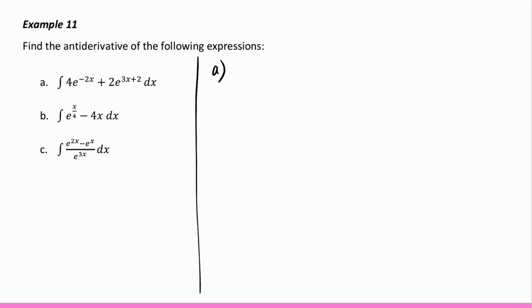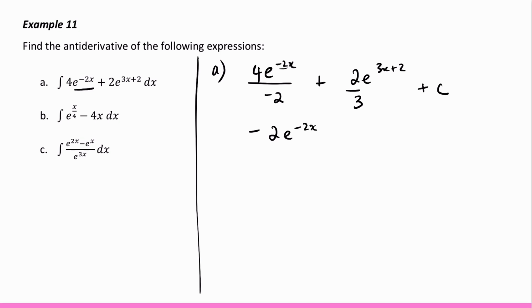So for part A, this e to the negative 2x, as we said, stays the same. The 4 is just hanging out on the outside, and what we're going to do is divide by the derivative of the inside, which in this case is negative 2. Plus, so this all stays the same, and then we just divide by the derivative of the inside, which is 3, plus c. Simplify if you can, so 4 divided by 2 is just 2. That's just going to be a 2 on 3, plus c. And that's it for part A.